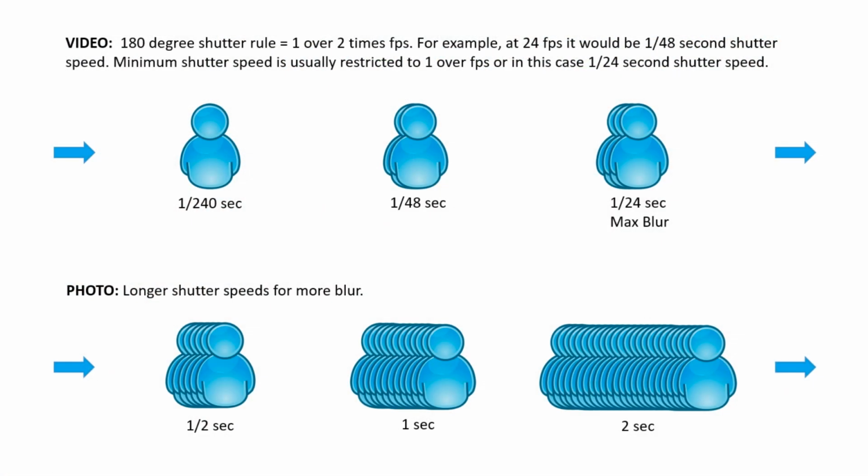Okay guys, this is a slide showing you the 180-degree shutter rule, which is 1/2 times the frames per second. And another good thing to know here is that the maximum blur for a video is 1 over the frames per second. And in order for you to increase the blur, you need a technique that I'm going to show you on the next slide.